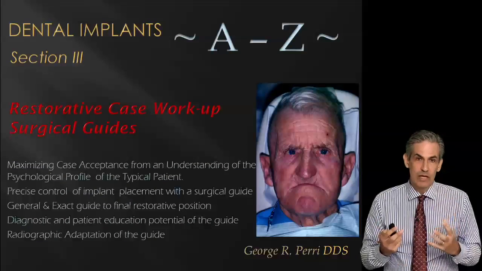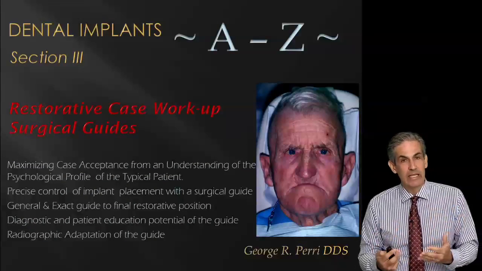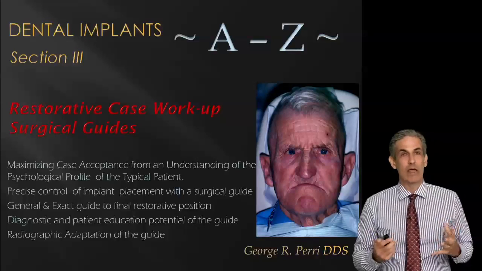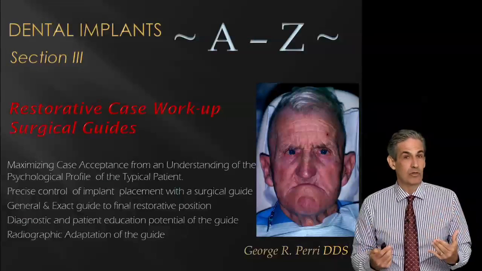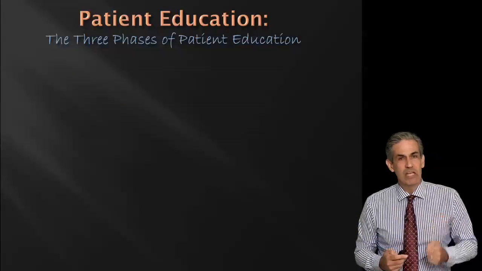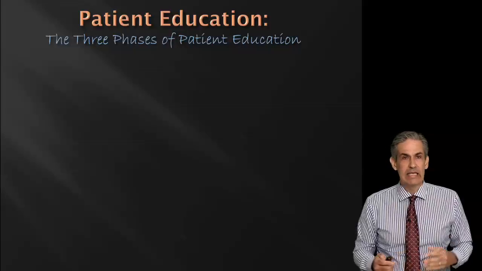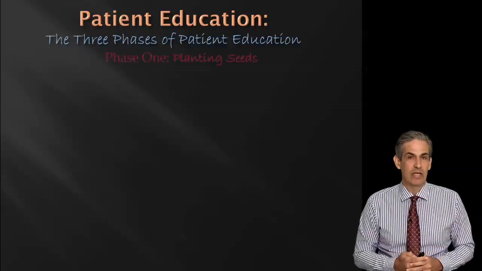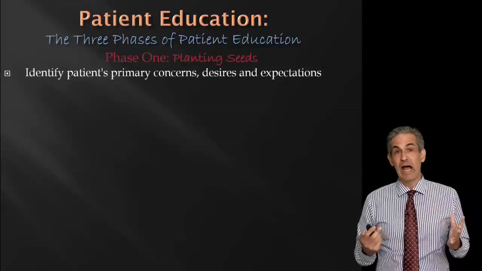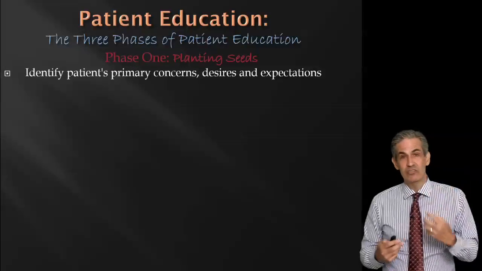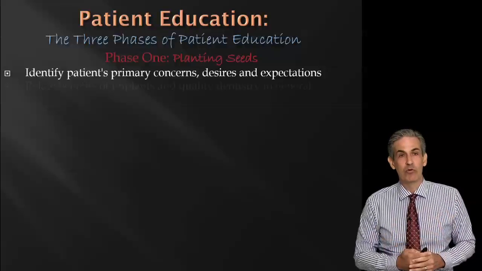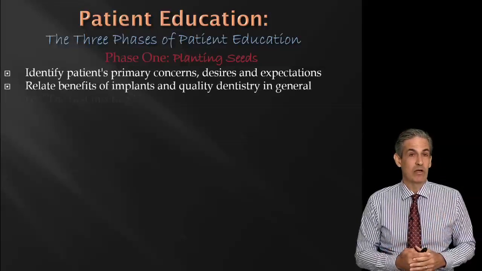And while we're doing that, we're being efficient, we're working the case up, we're talking about the advantages and the limitations of treatment in a way that makes the patient feel comfortable, even with the limitations they might have. We look at patient education as really being a key in the three different phases, where we plant seeds. In a restorative office, this could be in a hygiene room where the hygienist talks to the patient about, if they're wearing a partial denture, how can we improve life for them? How can we make them more comfortable?